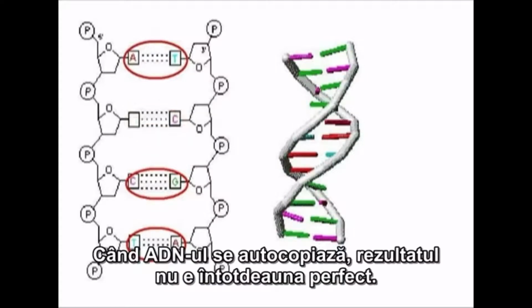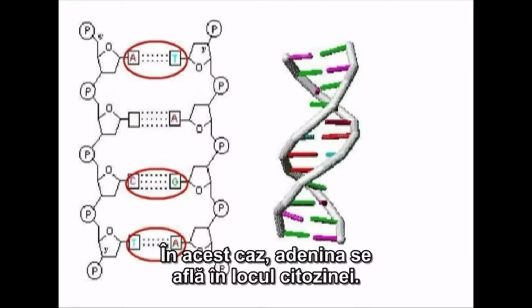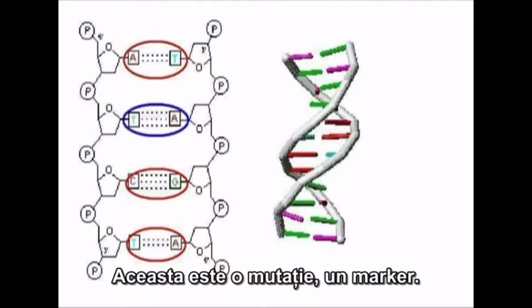When DNA copies itself, the copies aren't always perfect. So sometimes the wrong nucleotide will be put in place, in this case adenine instead of cytosine. If that isn't corrected, the pairing nucleotide will also be wrong, so you've got yourself a mutation, a marker.